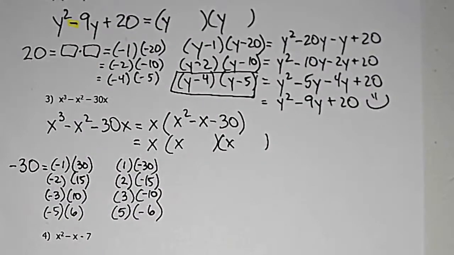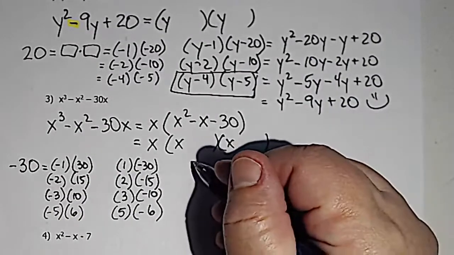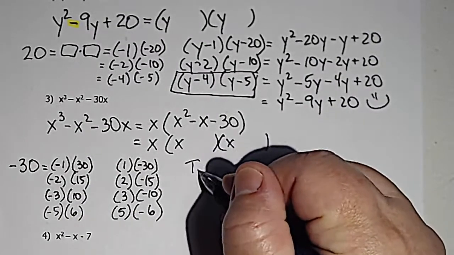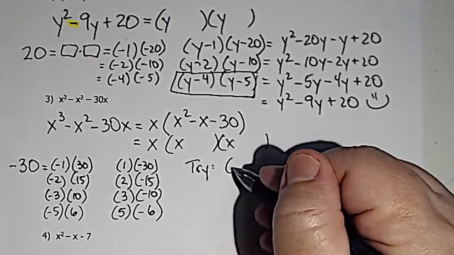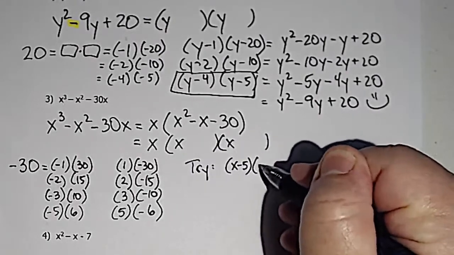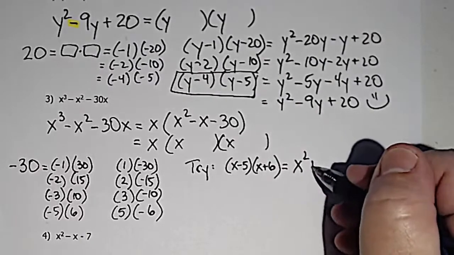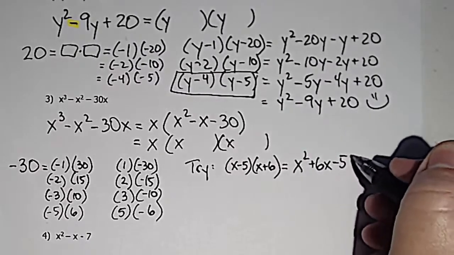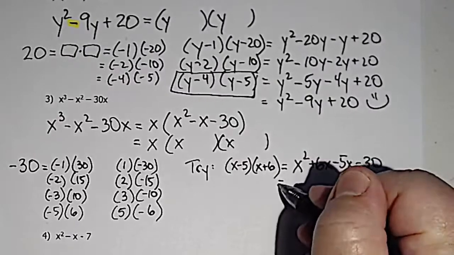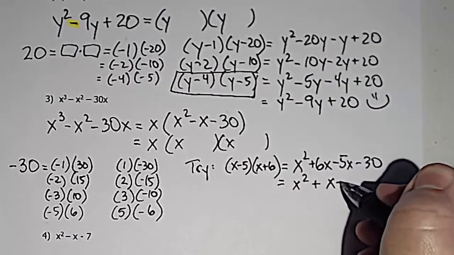And here I'm going to intentionally, don't panic, I'm going to get it wrong. Because this is trial and error, I'm going to try x minus 5, x plus 6, and show you what happens. I get x squared plus 6x minus 5x minus 30. So that's x squared plus x minus 30.